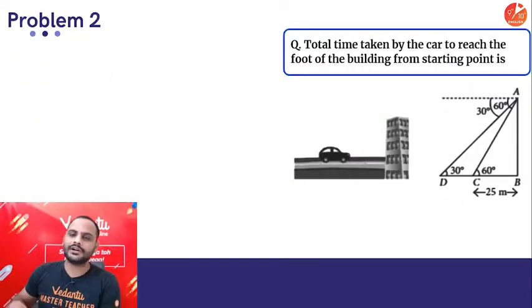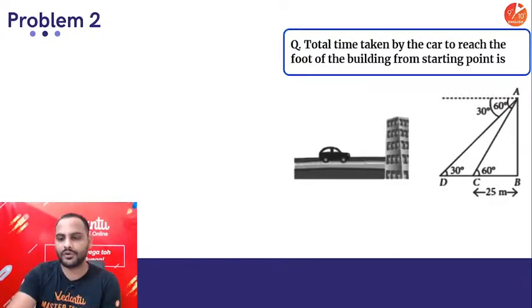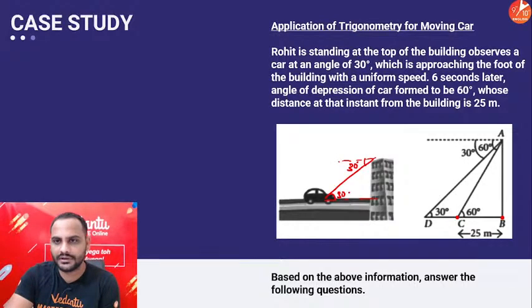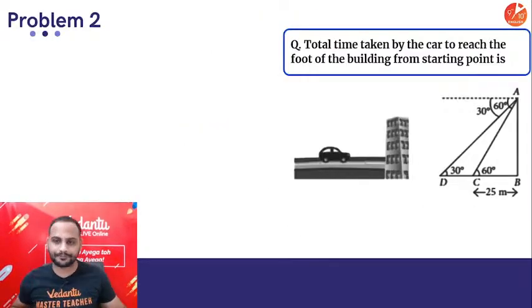Next: the total time taken by the car to reach the foot of the building from the starting point. Let us see whether they have given the uniform speed. Uniform speed is not given, so we have to find out the speed. They have given the time taken.